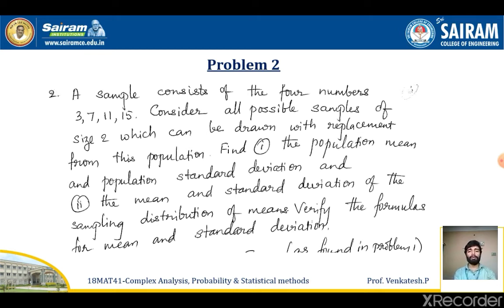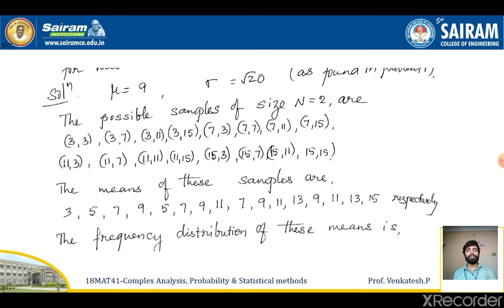Like the previous problem, the first thing is we have to find the population mean and population standard deviation, and the mean and standard deviation of the sampling distribution of means. Then verify the formulas for mean and standard deviation also. Same as before, the actual mean is 9 and the standard deviation is root 20, as in the previous problem.